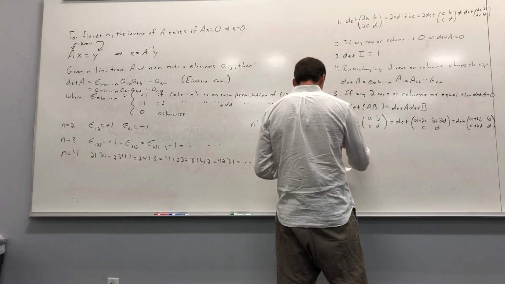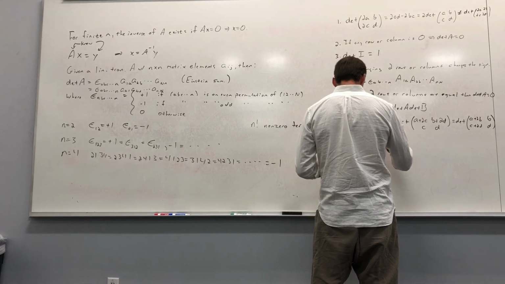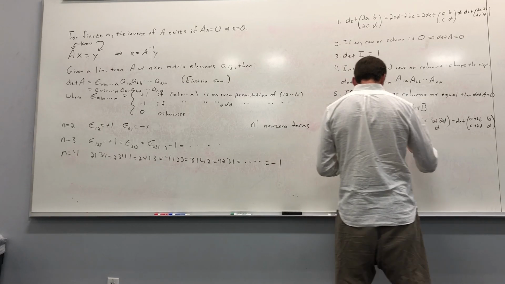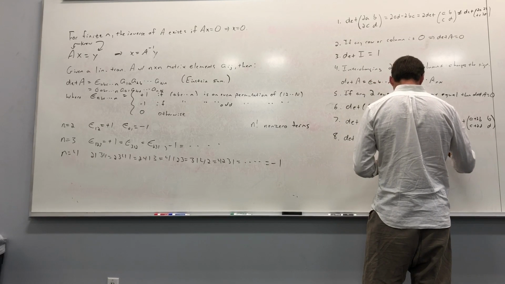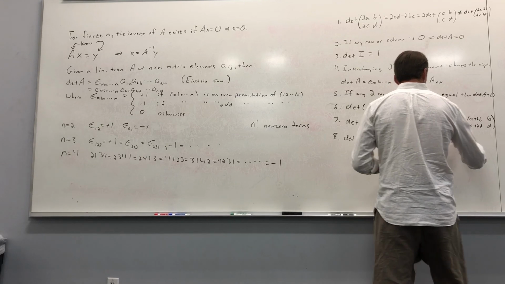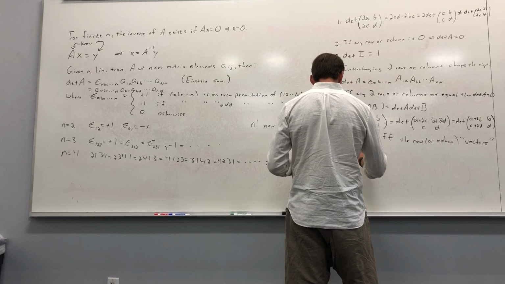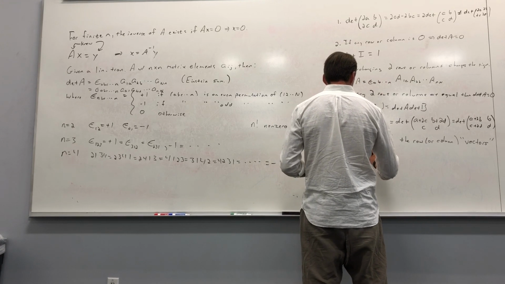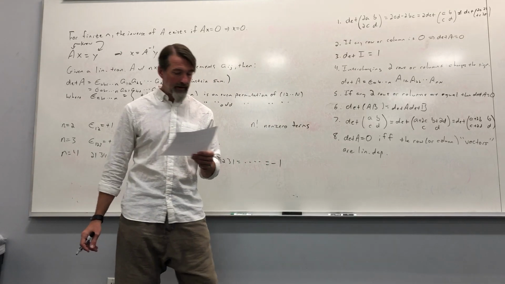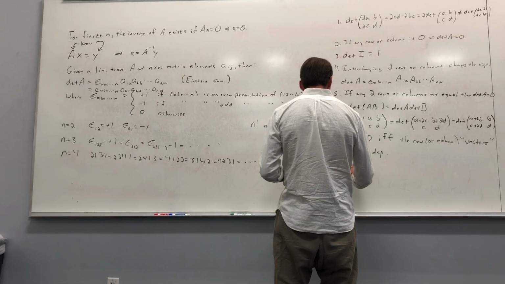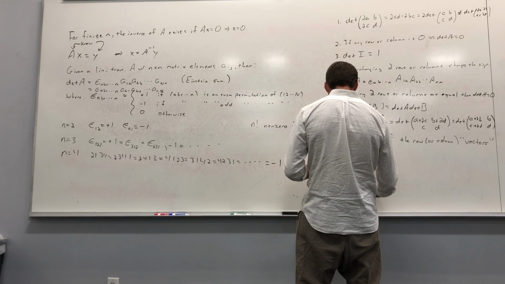And then finally, number 8, det A equals 0 if and only if the row or column vectors are linearly dependent. Okay? And to check this, you could use an example, and I'm actually going to have you do examples of all of these in your homework.